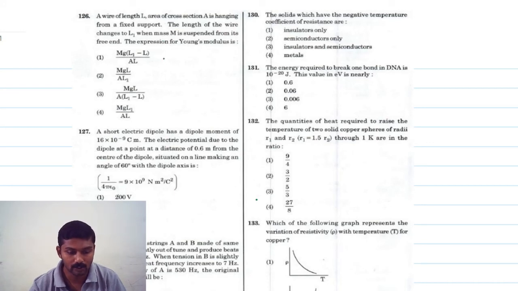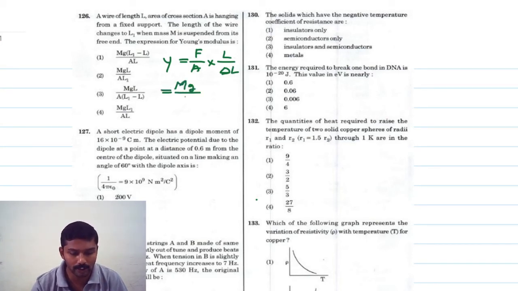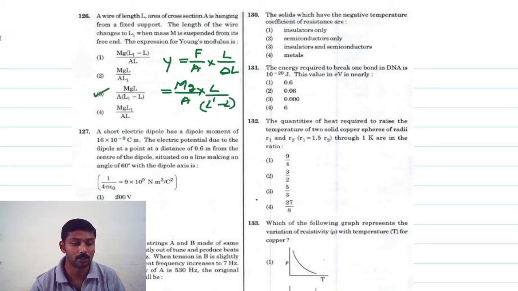Now, what is Young's modulus? Young's modulus is equal to F divided by A, divided by delta L by L. What is the force acting? Definitely M is hanging there, so it is M into G divided by A into L, where the increase in length is the new length minus the original length, L dash minus L. That is the third option, which is the right option.